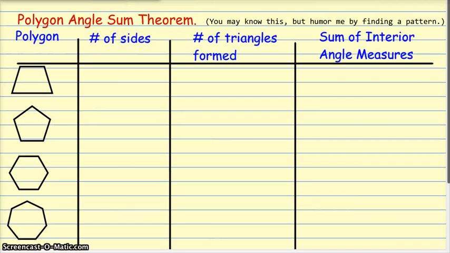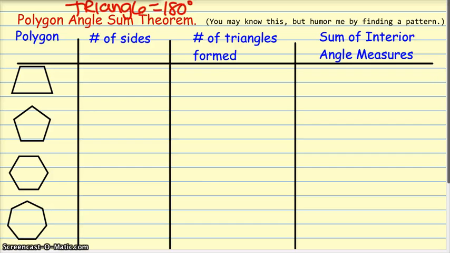This chart is here so that we can find the pattern for the polygon angle sum theorem. What this does is it splits each polygon into a particular number of triangles. We know that since a triangle adds up to 180 degrees, if we can determine how many triangles are in a shape, we can find the number of degrees inside the entire shape.